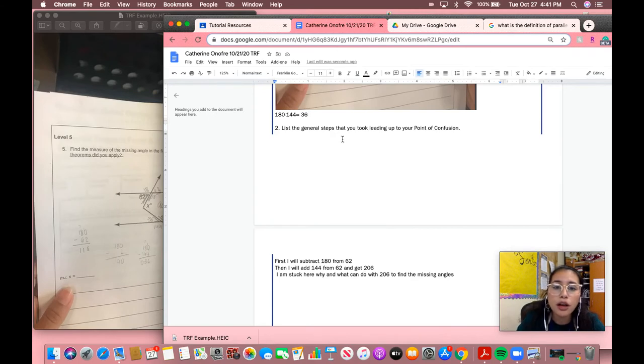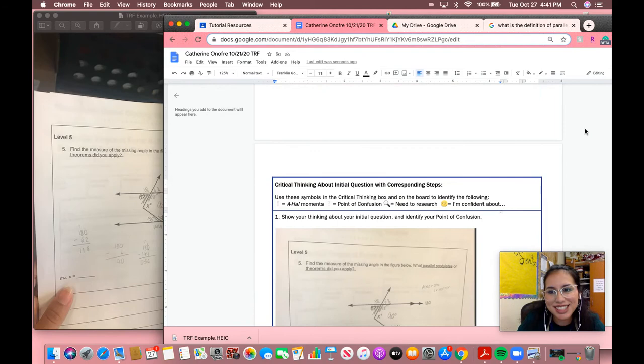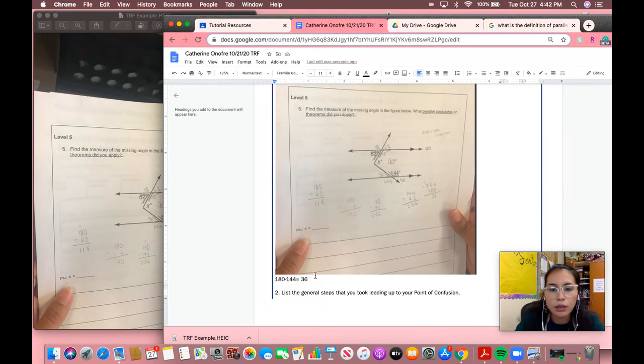So step number 2 is list the general steps that you took leading up to your point of confusion. Well, pretend that you did not see this. That was just an example. What you would do is basically write in written form what you did here.